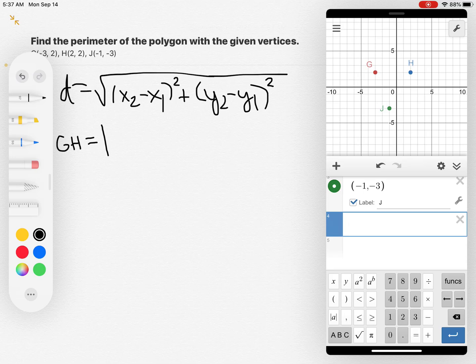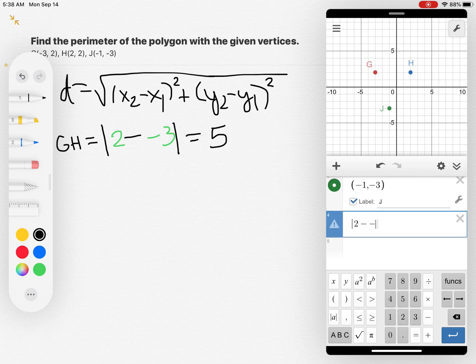So the 2 coordinates of H that are different are the x coordinates. You're going to subtract one from the other. My H x coordinate is 2 minus my G x coordinate is -3. And so 2 minus -3, absolute value, when I do that, I get 5. If you'd like, you could double check that in Desmos. Type in 2 minus -3, you get 5. So that one was nice because we didn't have to use distance formula. The other 2, however, see how they're diagonal? We're going to have to use the distance formula.